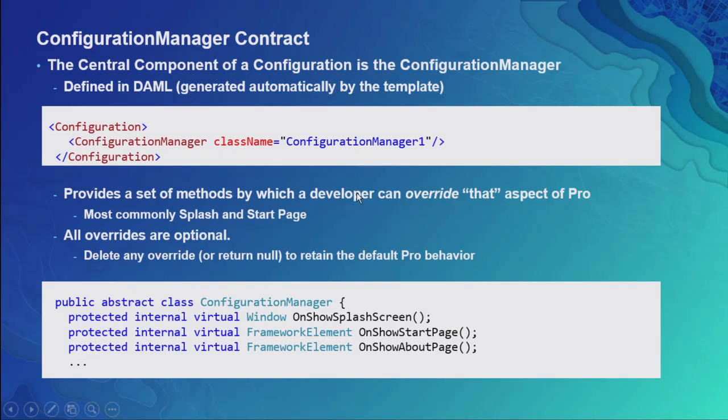The configuration manager itself provides a series of callbacks, each of which overrides some different aspect of Pro. Okay, so perhaps splash screen, start page, and about page. To override any particular aspect, you implement that callback, okay? Now they're all optional, so if, for example, you don't want to override some particular behavior in Pro, then you simply don't implement that override or delete it, return null. So they're all optional. These are all optional aspects of Pro that you can override. We'll see a lot of the configuration manager.